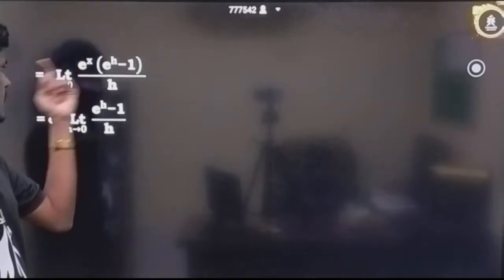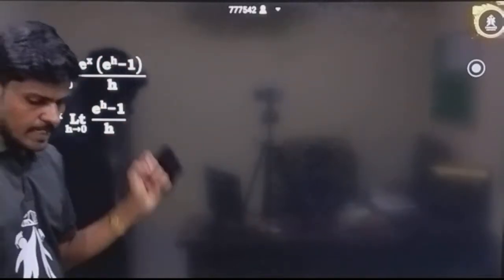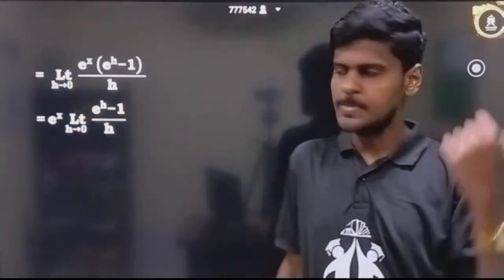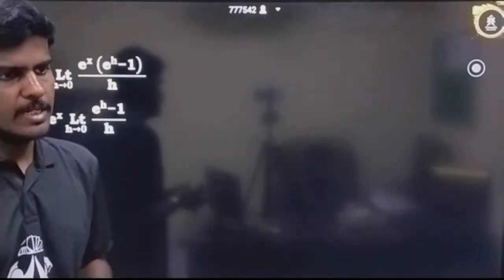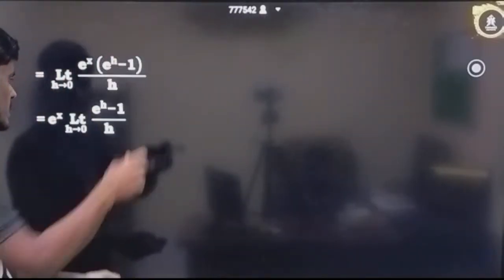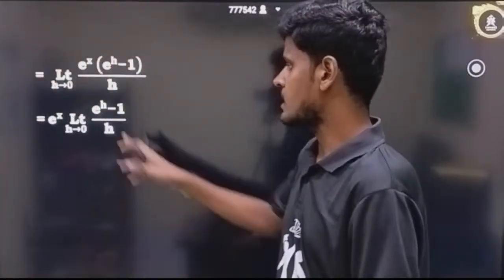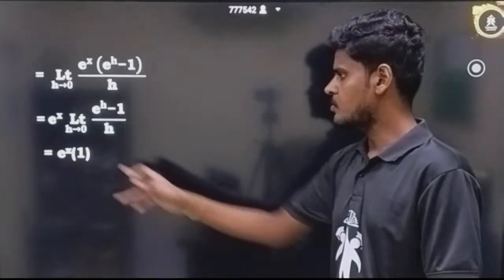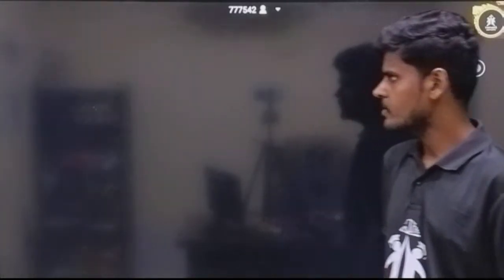Now we can apply the limit separately. e power x is the same, and e power h minus 1 by h, as h tends to 0, e power 0 minus 1 divided by the same 0. That value of limit is actually 1. We have seen in limits, this is a standard limit. So this value becomes 1. So the derivative of the function is nothing but e power x. As this limit is 1, derivative is e power x.